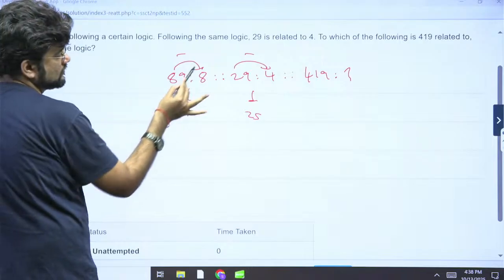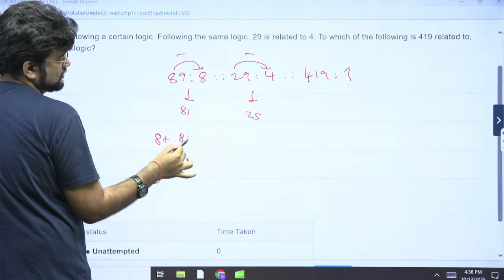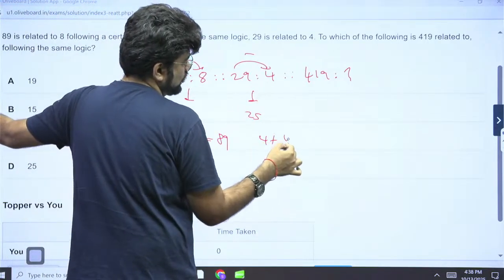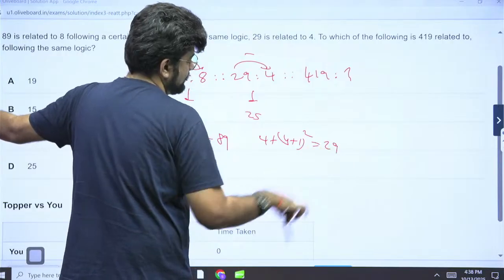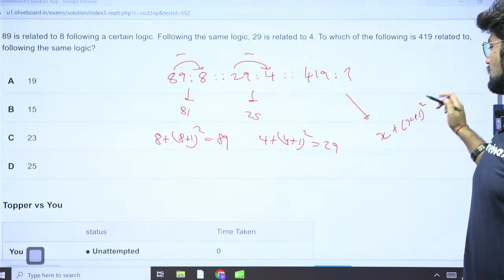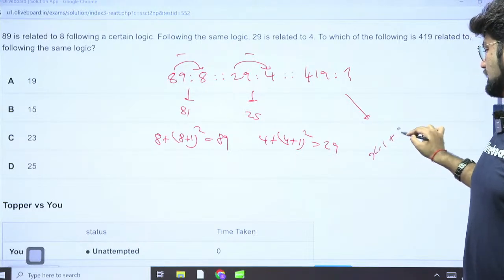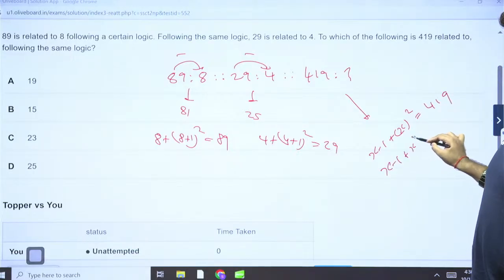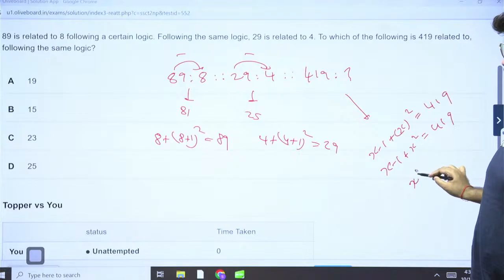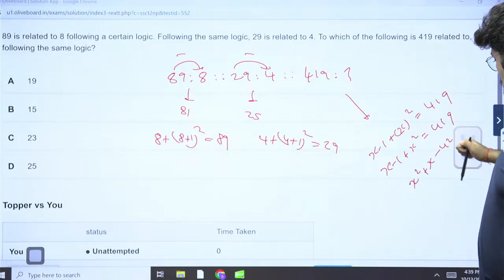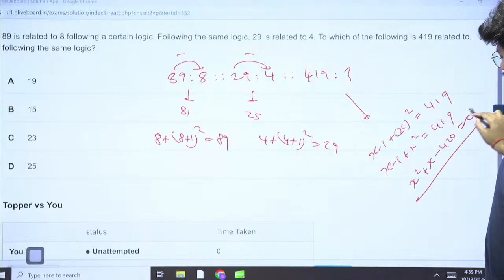81 is 9 square. So I have 8 plus 8 plus 1 whole square. 9 square is 81. I have 4 plus 1 whole square, which is 25. So I need to have x minus 1 plus x whole square is 419. Of course, we can't solve it like this. We can't solve a quadratic here.